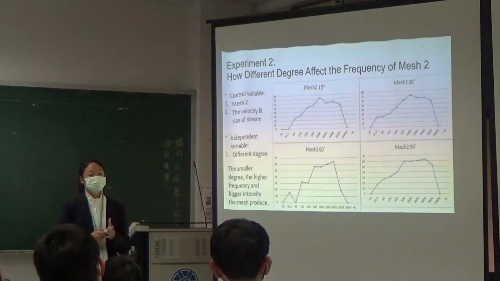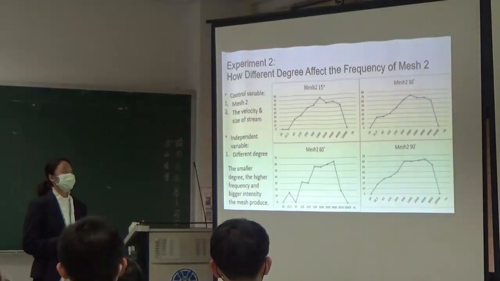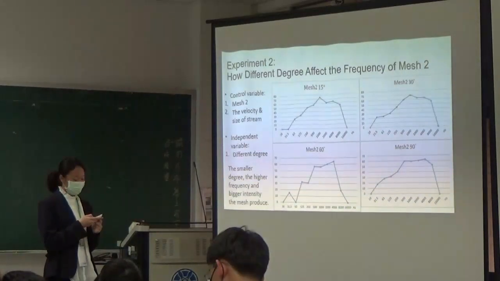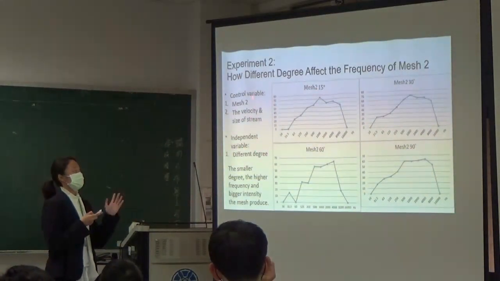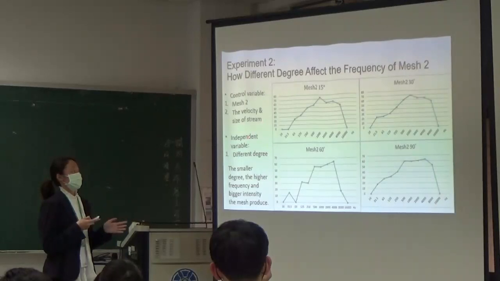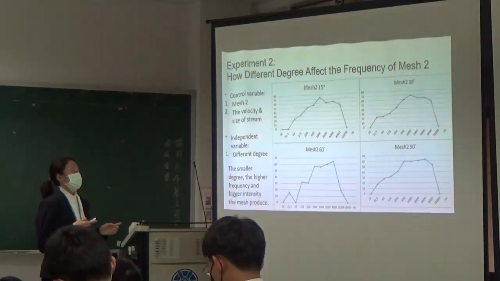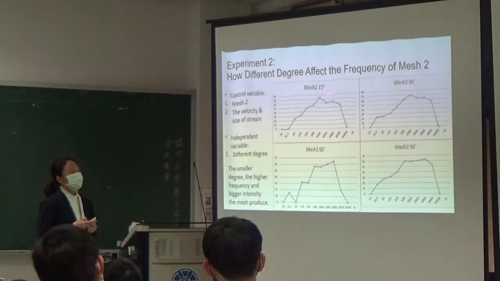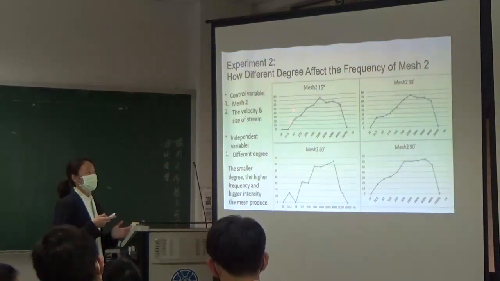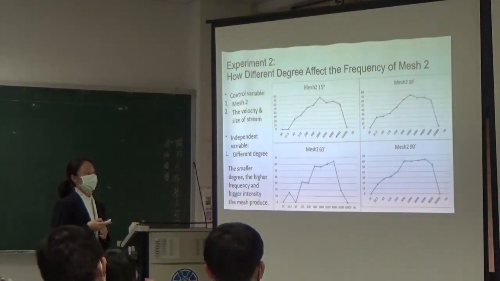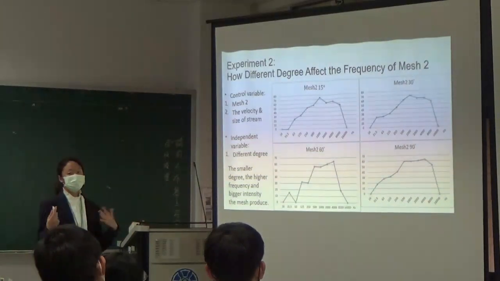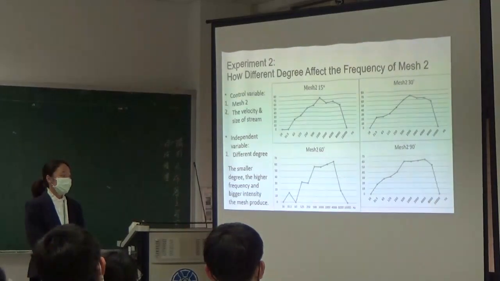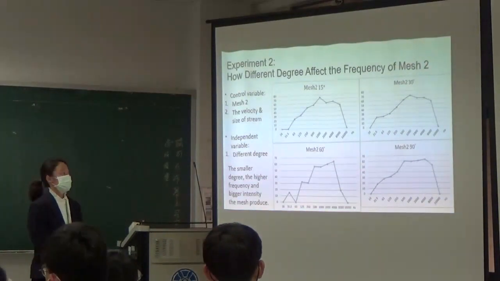For experiment 2, I discussed how different angles affect the frequency of mesh 2. For control variables, we use mesh 2, and also the velocity and size of the stream. And the independent variable is the different angle. Looking at this peak, we also have the same result as previous pages, which is the smaller the angle, the higher the frequency and bigger the intensity the mesh produces.